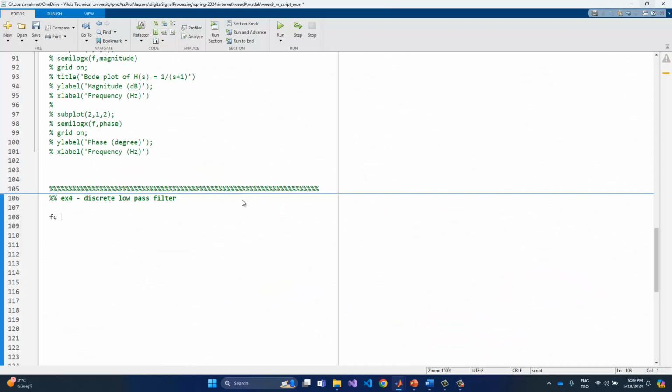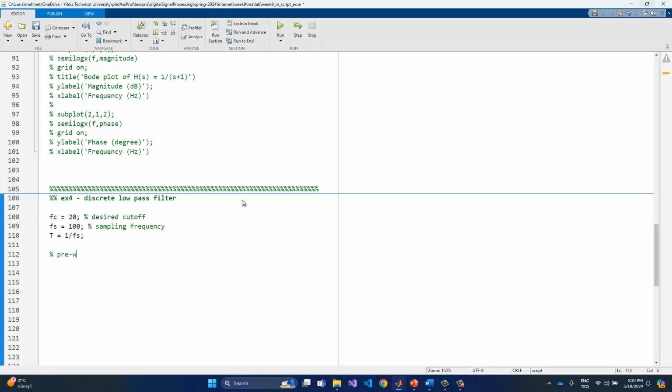First of all, Fc can be set to about 20 Hz desired cutoff. And Fs must be given here as 100 Hz. Okay, this is the sampling rate. These are important parameters, guys. And T must be equal to 1 divided by Fs. This is the sampling period here.